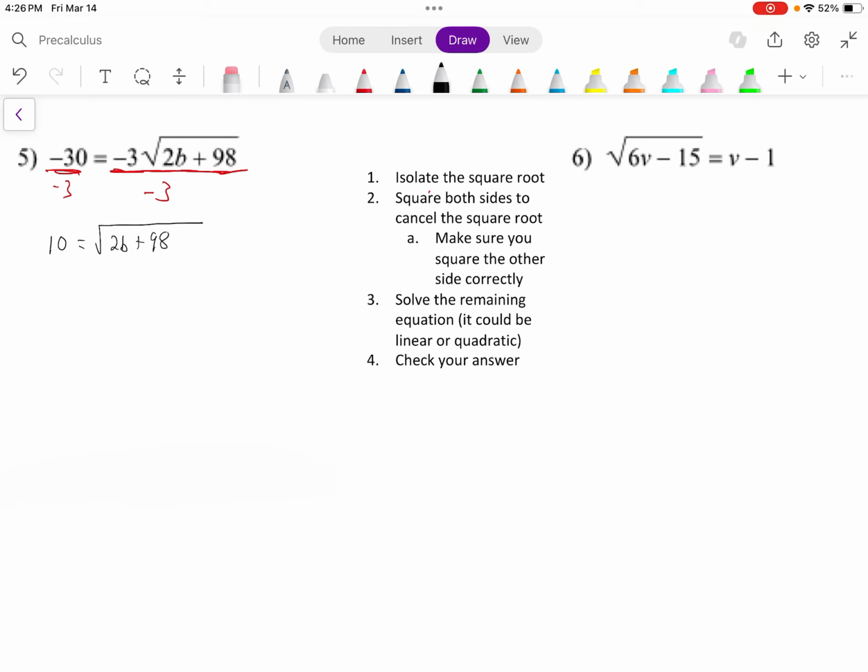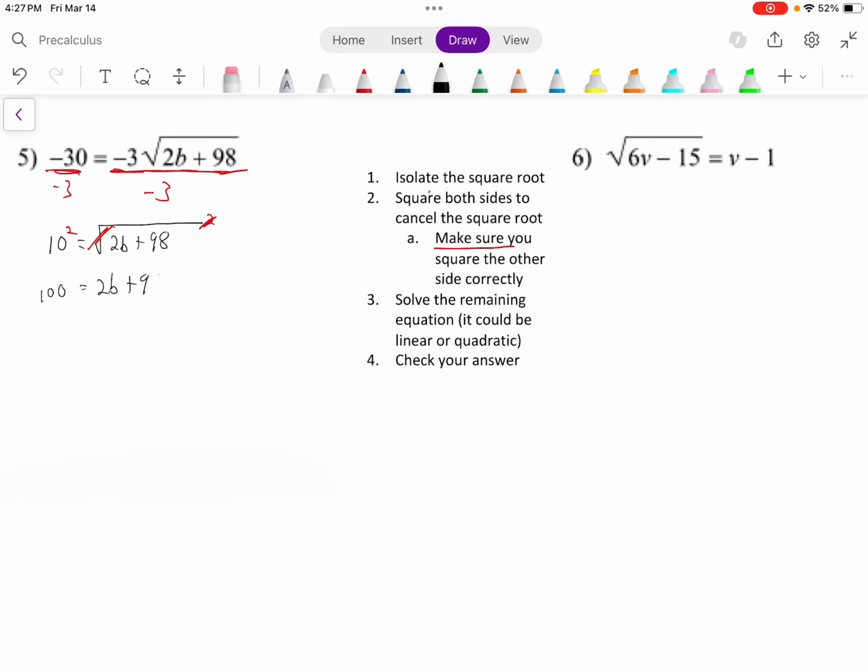So now we are on step 2. It says square both sides to cancel the square root. Make sure you square the other side correctly. We square both sides because a square root cancels with a squared. That's why we isolate. This will make more sense for number 6, but it says make sure you square the other side correctly. Well, we're squaring a 10, which is 100. And then we have 2b plus 98.